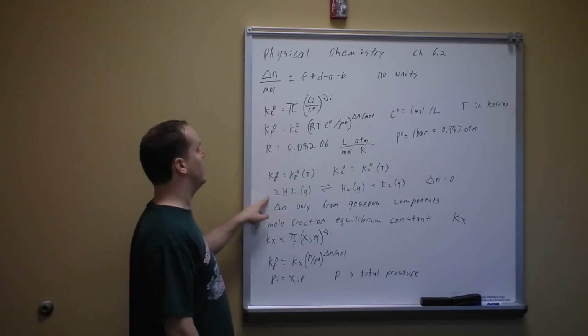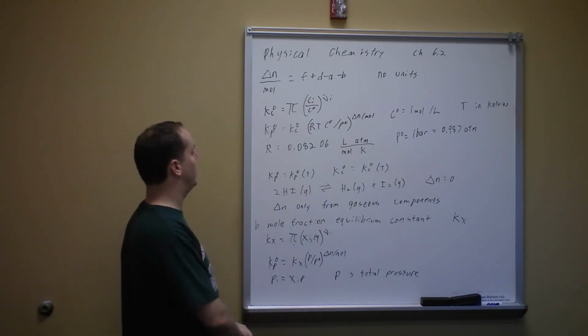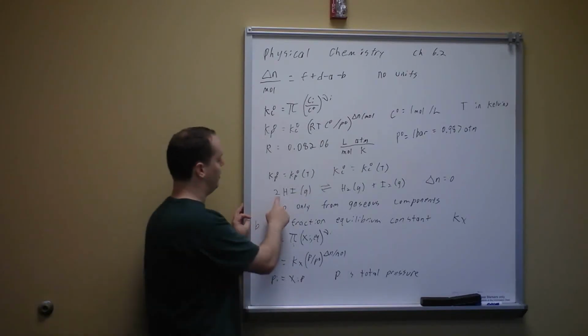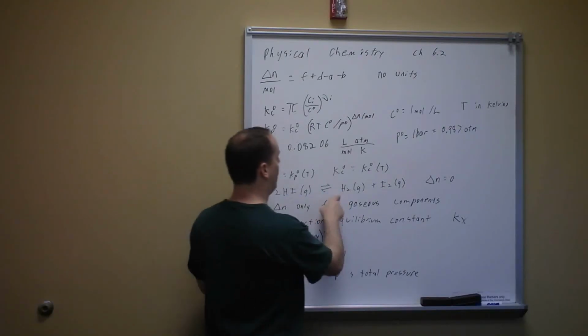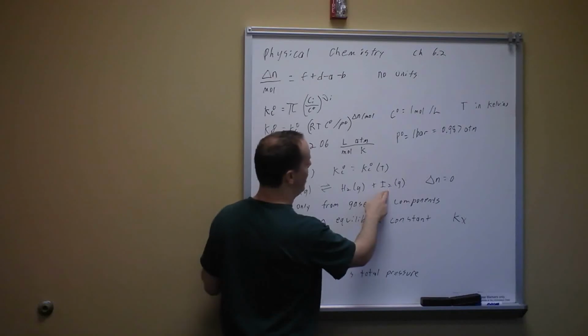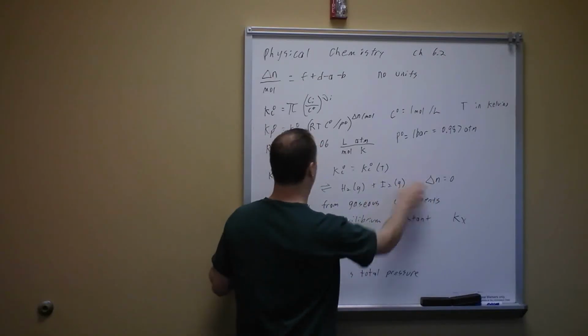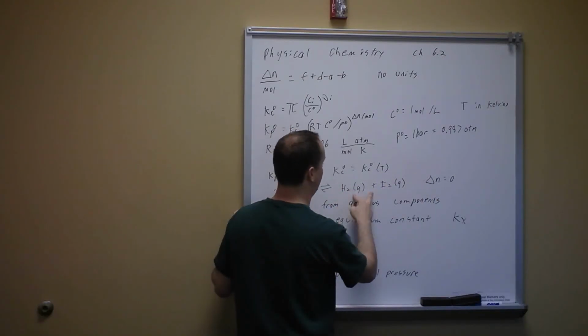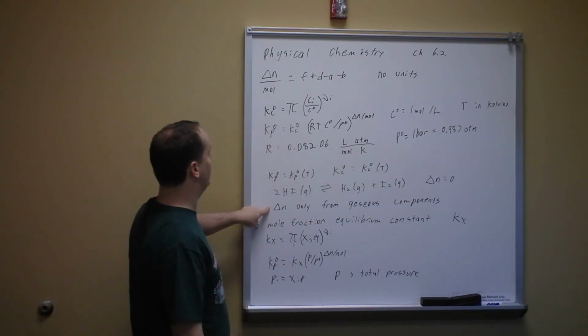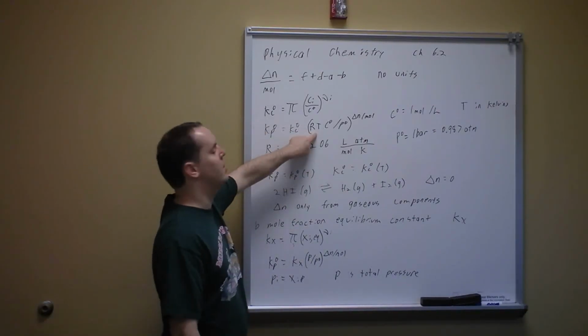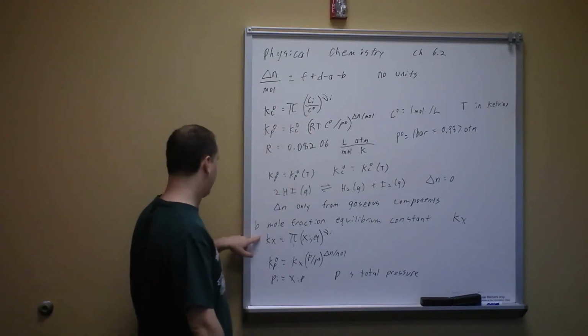Now, for an example, it is possible for a reaction to have delta N equal to 0. For example, let's say we take some hydrogen iodide, and it's in equilibrium with hydrogen gas and iodine gas. Then obviously 2 minus 2 is 0, so delta N equals 0. And this only applies for gaseous components. Remember, we use P equals nRT to get this.